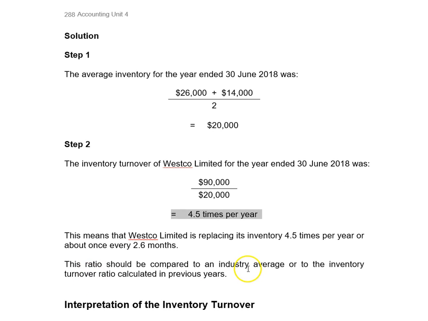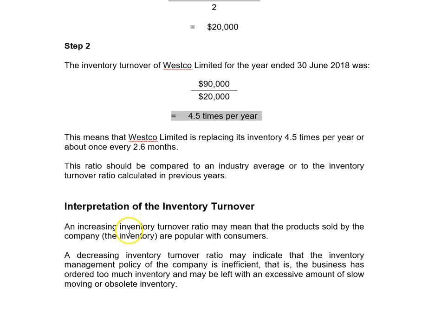You should compare this to the industry average or to previous years' inventory turnover ratios. Do you want this to be higher or lower? Definitely higher, right? When your inventory turnover ratio is increasing or higher, that means your products are popular. That's why they're selling fast. If it is a decreasing ratio, then there might be inefficiency in inventory management. Maybe there's slow-moving inventory, or obsolete inventory, which means that the inventory is not up to date, it might be outdated, or maybe the business has ordered too much. So you need to cut down on that.